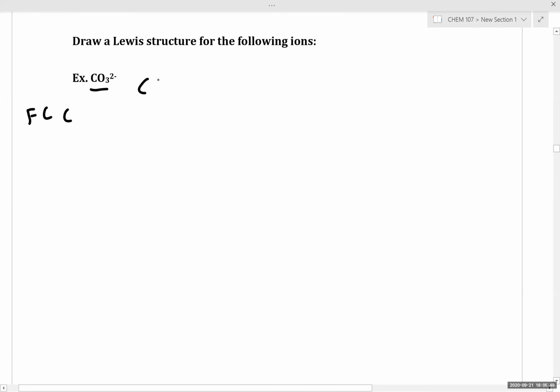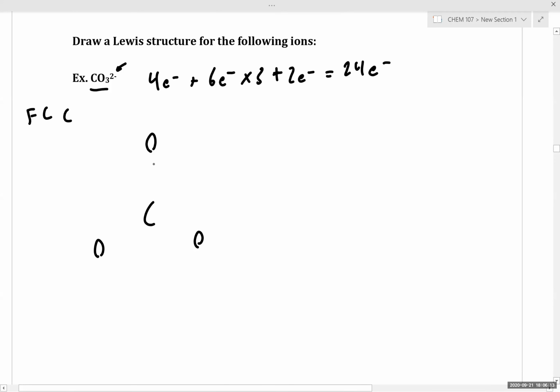So for carbonate, carbon contributes 4 electrons to our total. Oxygen contributes 6 electrons, and we have 3 oxygen atoms. Since we have a -2 charge, we add 2 electrons to our total. And that in turn gives us 24 electrons. Carbon goes in the center, surrounded by our 3 oxygen atoms, and we form 1 bond each. Subtracting 6 electrons from our total, we have 18 electrons remaining.